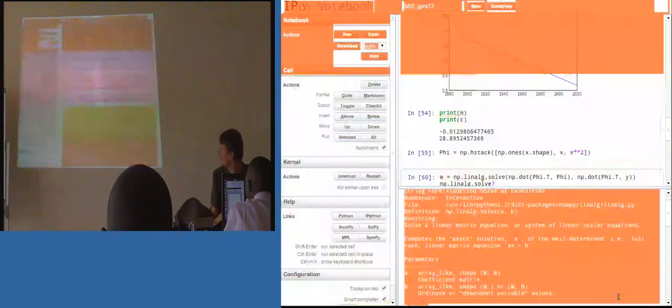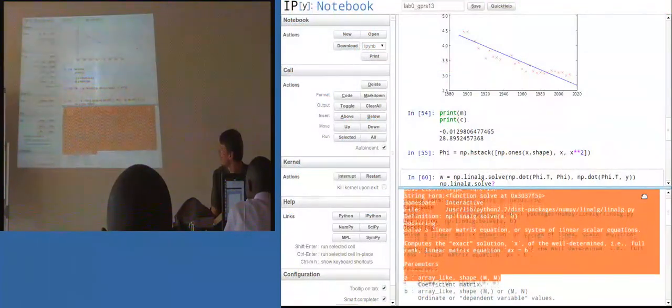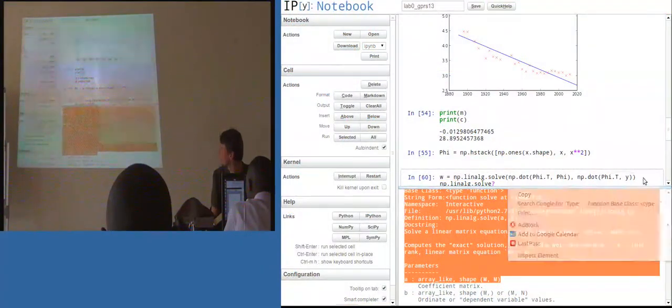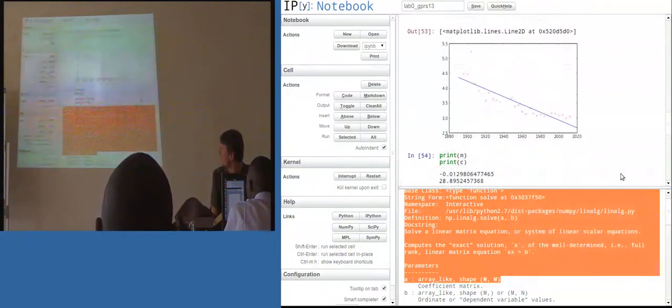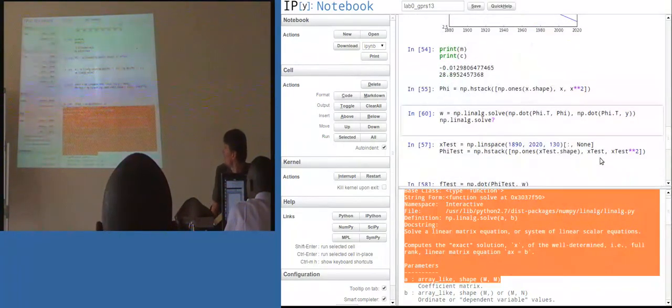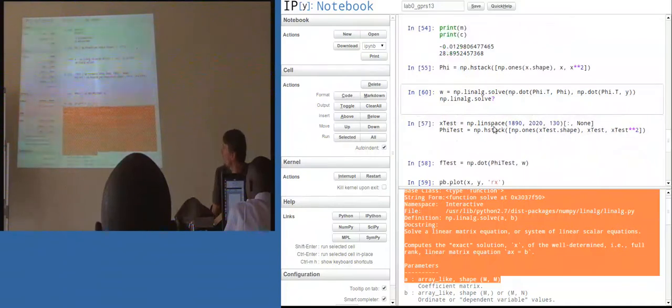I'm going to get rid of that bit. How do I get rid of that? Oh, I don't know. Okay, we'll just have to leave it there. I managed it earlier.